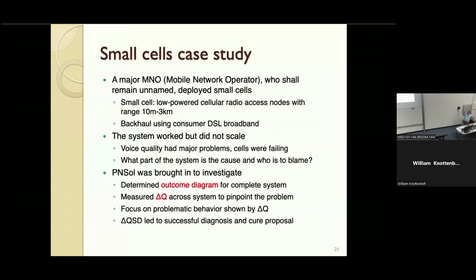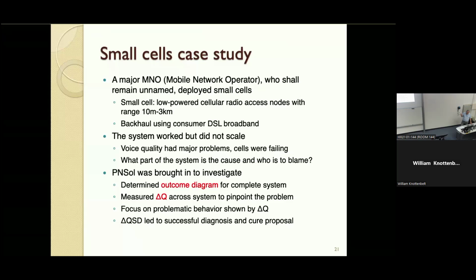So let me first tell a little story. So there's an MNO, a mobile network operator, who shall remain unnamed. So this is an actual one. I will not tell you the name of it unless we have a beer and it's not recorded, okay?